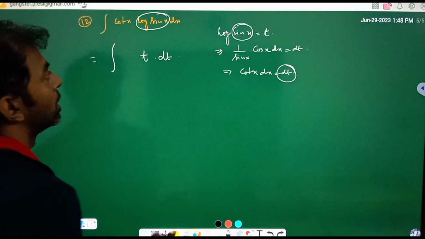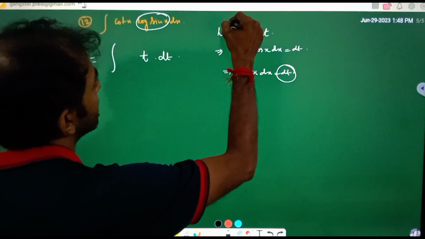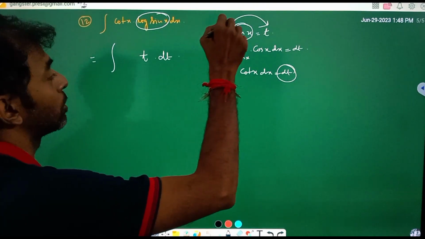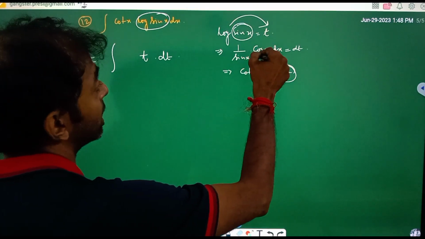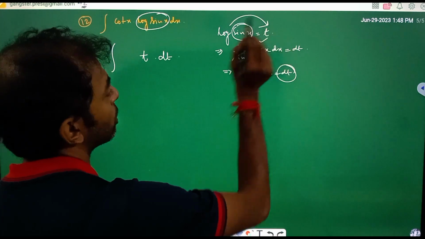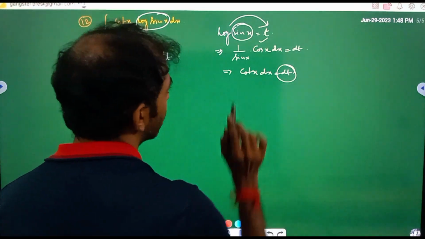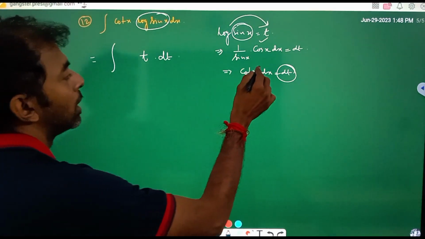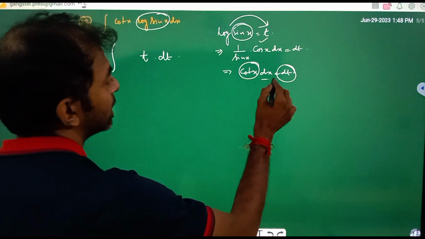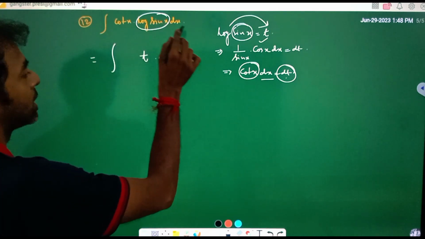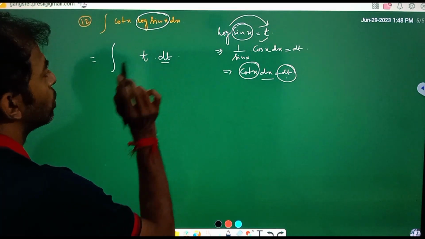Look at this one again. We are considering log sin x as t. After differentiating log sin x, I'm getting 1 by sin x into differentiation of sin x, that is cos x, into dx, and differentiation of t, that is dt. So cos x by sin x converts into cot x dx, that's going to be dt. So cot x dx is equal to dt. Okay, no problem about that.